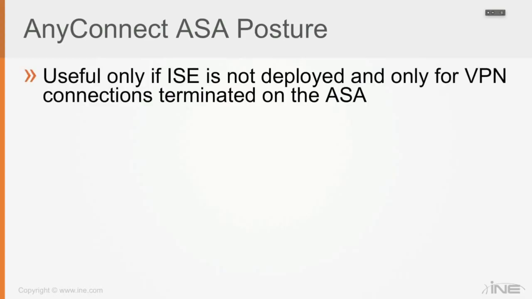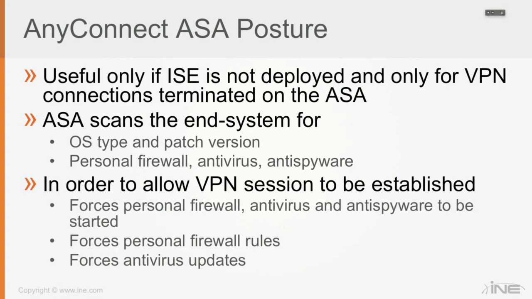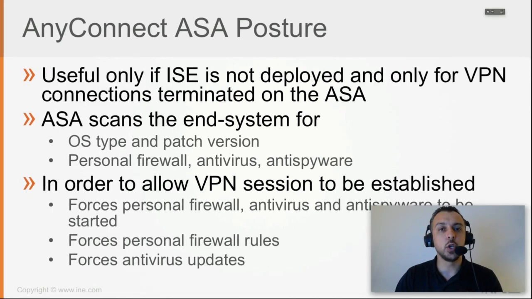So the SA can say something like, okay, you don't have the antivirus service started. If you want to connect, I'm going to start the antivirus service for you. Then it's going to realize that the antivirus is not updated, so it's going to force the antivirus to get updated, and only afterwards is it going to let the VPN connection be successfully established.